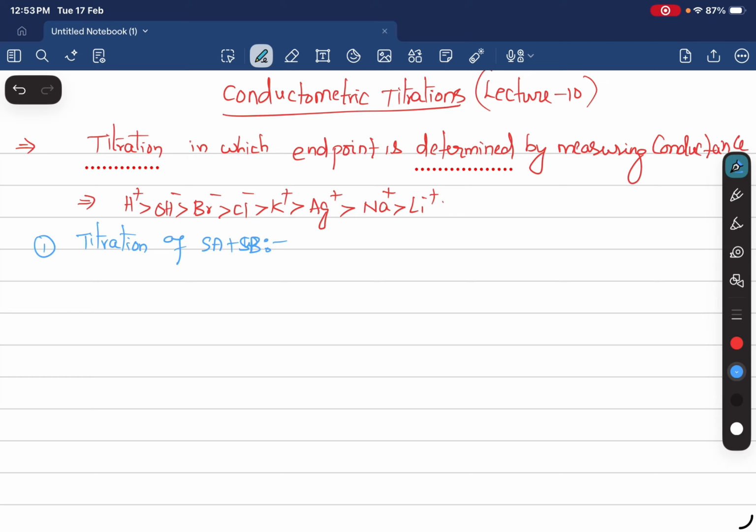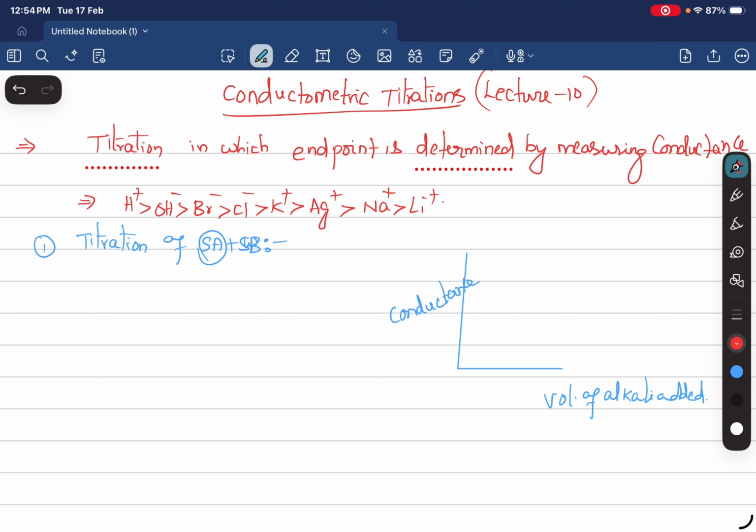Strong acid with strong base. So we plot conductance against the volume of alkali added. We know how to conduct a titration. Generally we take the base in the burette and the acid in the conical flask. Slowly we add the base drop by drop to the acid. During that, what happens? Initially the strong acid is present in the conical flask.